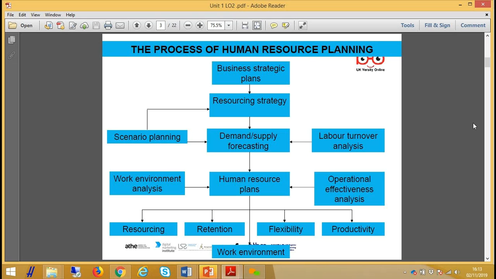So that means you also need to do some work environment analysis to analyze the culture and climate of the organization and see, do you want to plan to change this or to strengthen this, to reinforce it, to make any interventions in it. And also your operational effectiveness analysis, how effective is your production process, your employee process, and so on, to see what needs to change. So these are the sub-components or sub-processes that go into workforce planning, strategic HRM planning, and these are the outcomes we expect from strategic HRM planning.